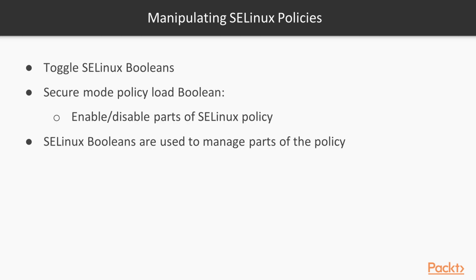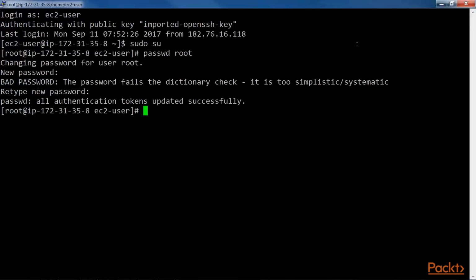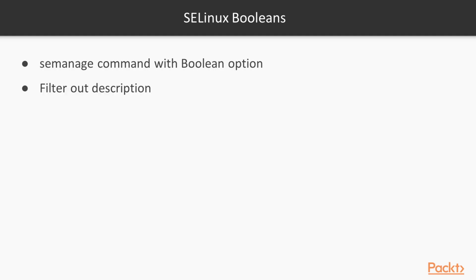So here we have the AWS instance with RHEL 7.3. I've already logged into it. My root is EC2 user. Now let's first look into listing SELinux Booleans. An overview of SELinux Booleans can be obtained using the semanage command with the boolean option. On a regular system, we can easily find over 100 SELinux Booleans, so it's necessary to filter out the description of the Boolean we need.